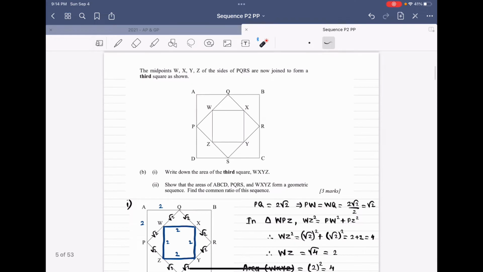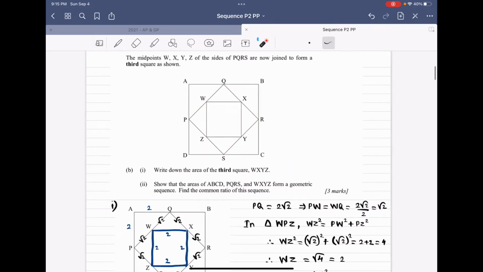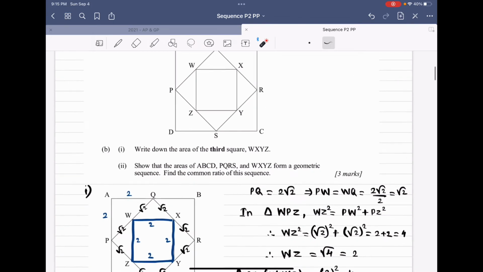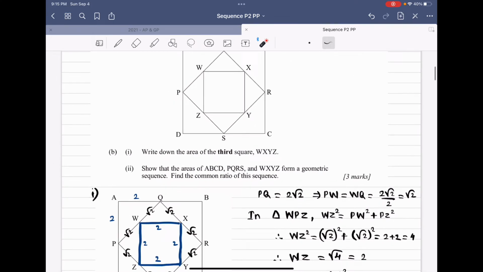The midpoints W, X, Y, Z of the sides of PQRS are now joined to form a third square. So again you are repeating the same process. Now you are taking the midpoints of PQ, QR, RS and PS as W, X, Y, Z. You are connecting them, so you are getting a new square. Write down the area of the third square. They are not asking to find out the length of that, but they are directly asking the area of that.